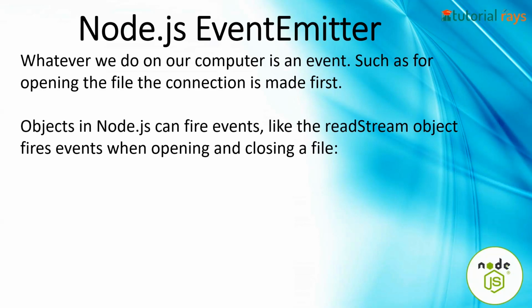itself. So objects in Node.js can fire events, like the read stream object fires events when opening and closing the file. So let's see the example. We will see in this chapter event emitter, how events work, because I have already discussed event loop, if you remember event loop. So how does this event work in Node.js?